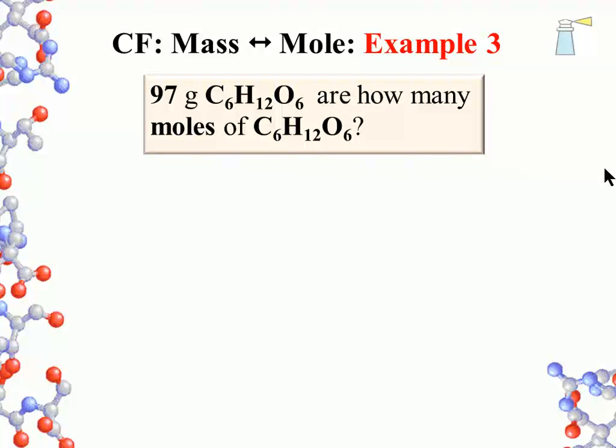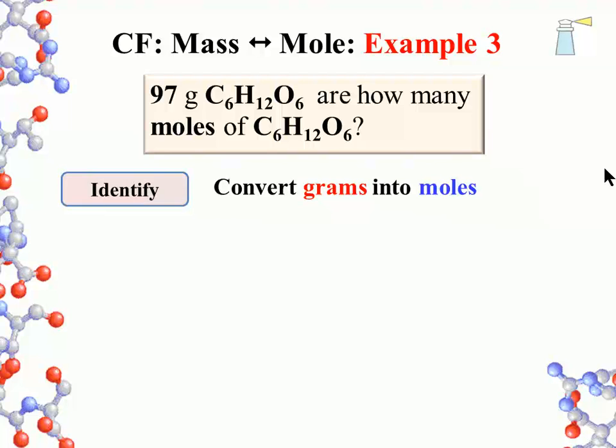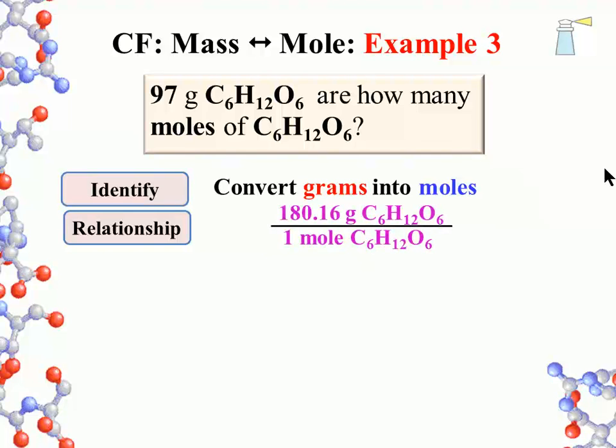A final example of a conversion with molecular weight starts with 97 grams of the sugar C6H12O6 and asks for the number of moles of C6H12O6. The conversion is one going from grams to moles. The relationship, as in the other examples, is the molecular weight of the sugar. If the student is still developing their skill in getting molecular weights, then perhaps they should pause the lecture, get out their periodic table, and give this molecule a try.